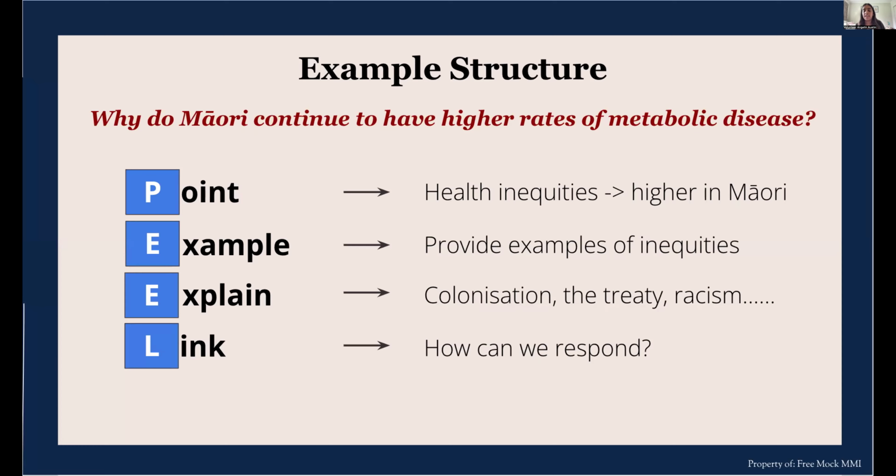I think that would be good to say as an example. And then for explain, this would probably be the bulk of your answer: explaining the processes of colonization to Te Tiriti o Waitangi and how those fundamental causes have led to the inequities we see today. And then to link, we want to talk about how we can respond. So that's where you bring in those interventions, those ways that we can help alleviate these inequities.